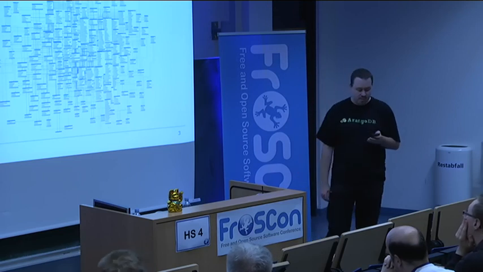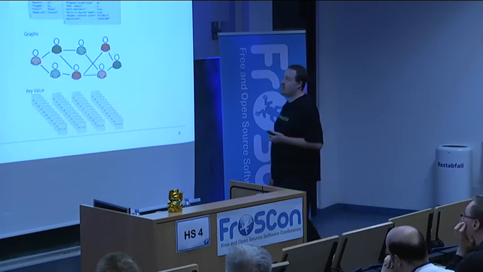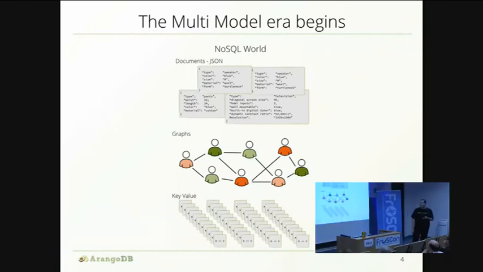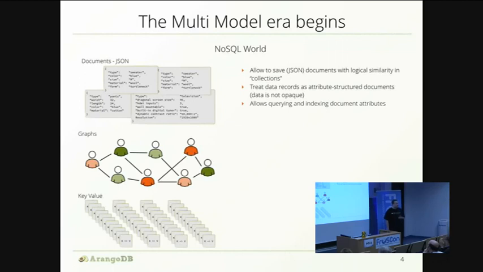But with the rise of NoSQL, this actually changed. To give you an overview of the NoSQL databases that are around, the three major types. The first one is the document database. A document database mostly stores JSON documents, and you group them by logical similarity into collections. To make the step from the relational world, a collection is basically quite equal to a table, but you do not have to define the column names beforehand. So the NoSQL document store can live with different attribute names in different objects in the same collection.